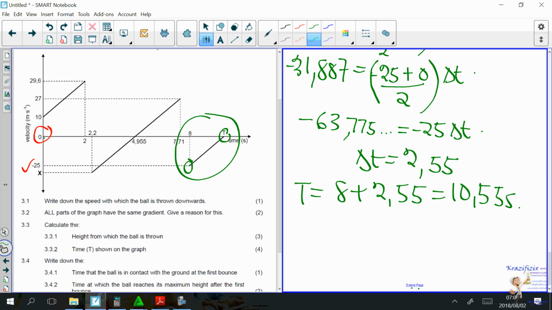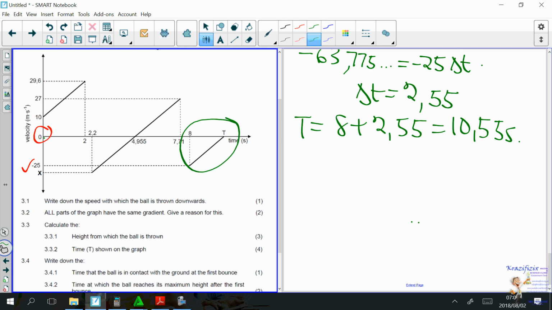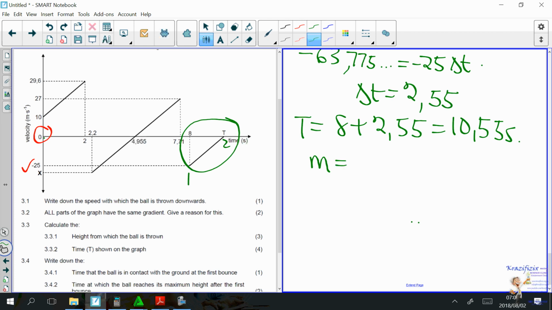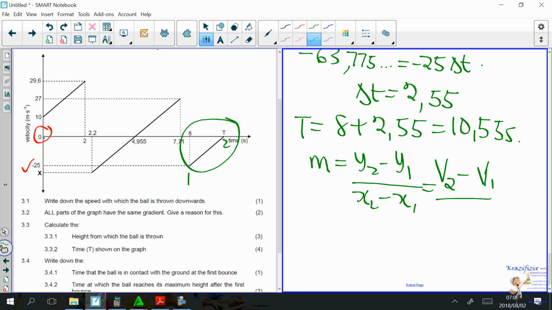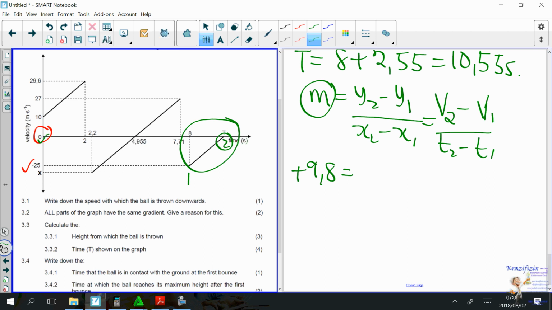Hold on. I do have a slope here again. Another option. I do have a slope here. Let's make this point 1 and this point 2. What is my gradient? y2 minus y1 over x2 minus x1. Remember now I can say it's v2 because it's velocity, minus v1 over t2 minus t1. My gradient already from question number 3.2, acceleration, positive 9,8.